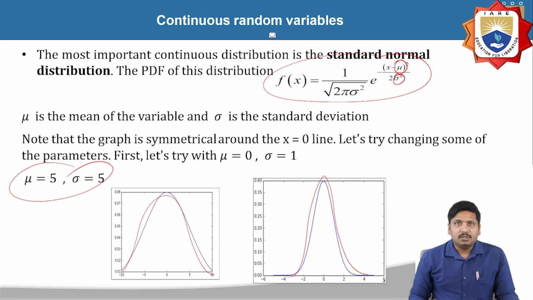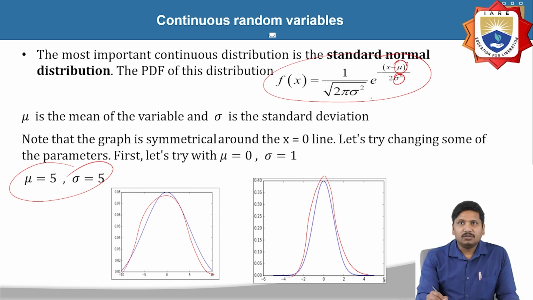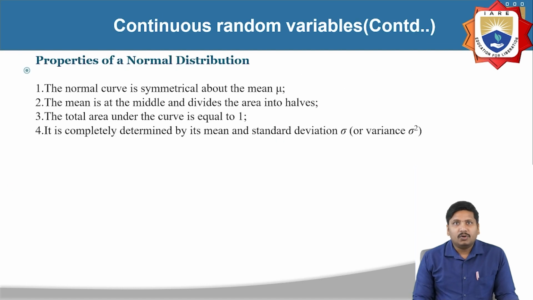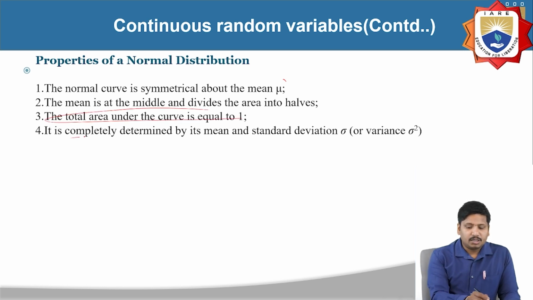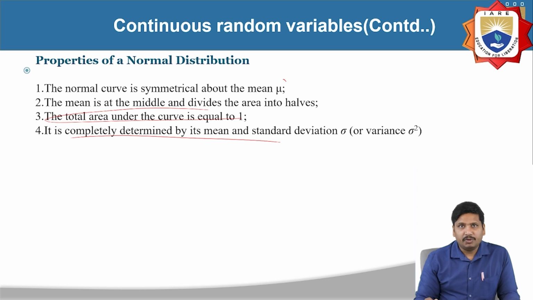So these are the important concepts of a random variable, and this standard normal distribution equation is going to be remembered. So that should be written as f of x is equal to 1 by square root of 2 pi sigma square and e power minus x minus mu whole square by 2 sigma square. So what are the properties of this normal distribution? A normal curve should be symmetric about the mean value, and the mean is the middle and divides the area into two halves, and the total area under the curve should be equal to 1, and it is completely determined by mean and standard deviation or variance.